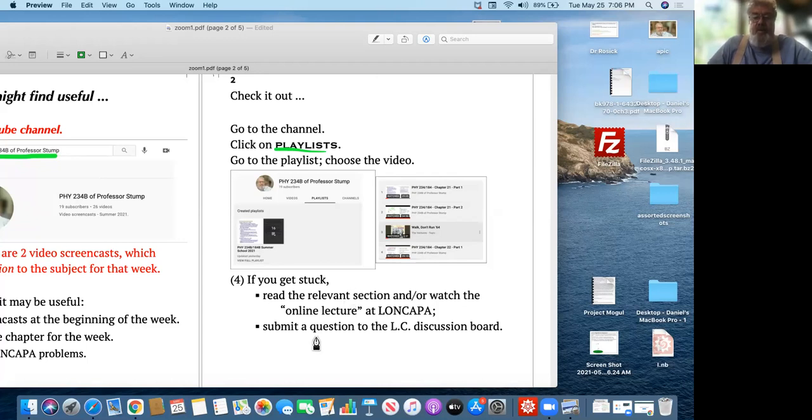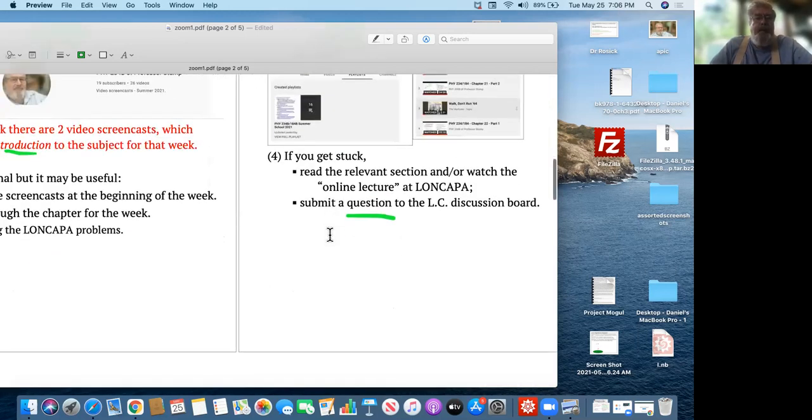And there's another good way to get help on the homework. Submit a question to the discussion board. On Lon-Capa, you can click on the little icon for the discussion board and type a question into it, and then hopefully somebody else will see your question and answer it. But don't submit questions at the last minute, because if you submit questions just before the homework is due, maybe nobody's looking at the discussion board at that time.